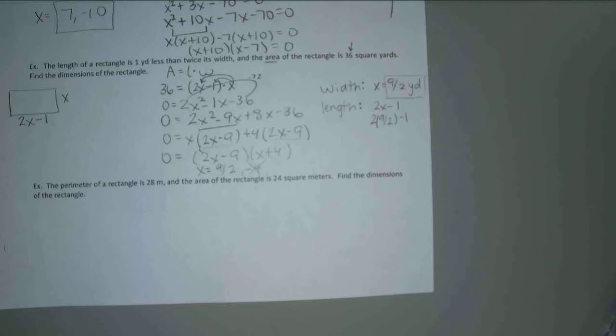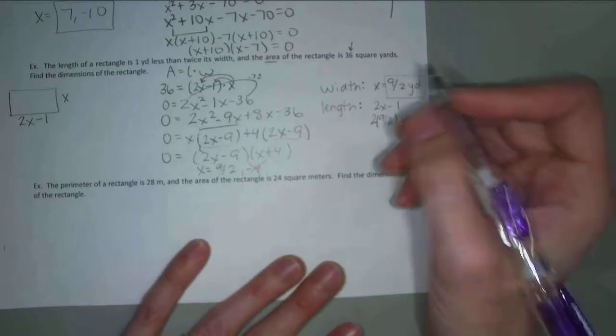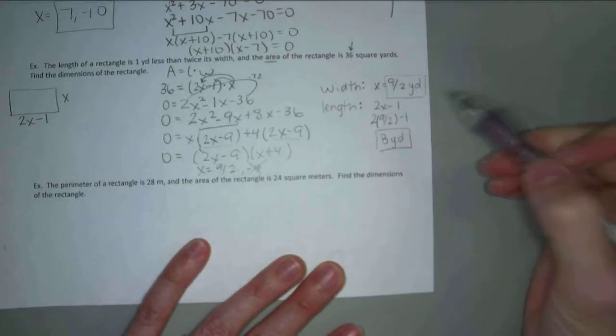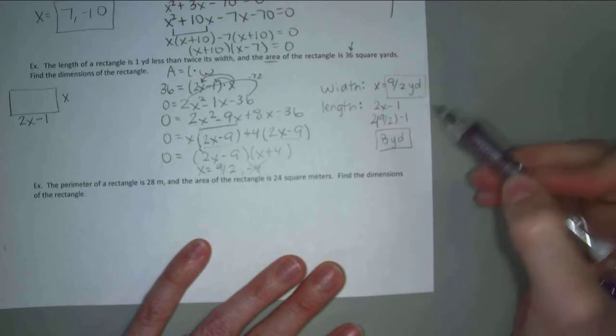And I'll just put in my calculator exactly like that. 2 parentheses, 9 divided by 2 parentheses minus 1. Try it on your calculator. 2 parentheses, 9 divided by 2 parentheses minus 1. And you should get a reasonable answer. 8. So what's that mean the length is? 8 yards. So the rectangle is 4.5 yards wide and 8 yards long.